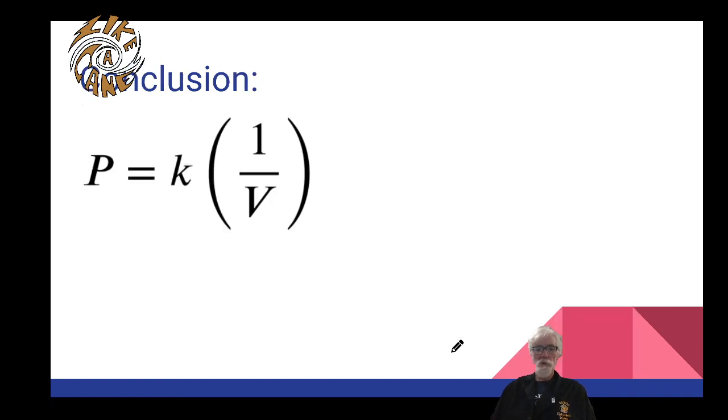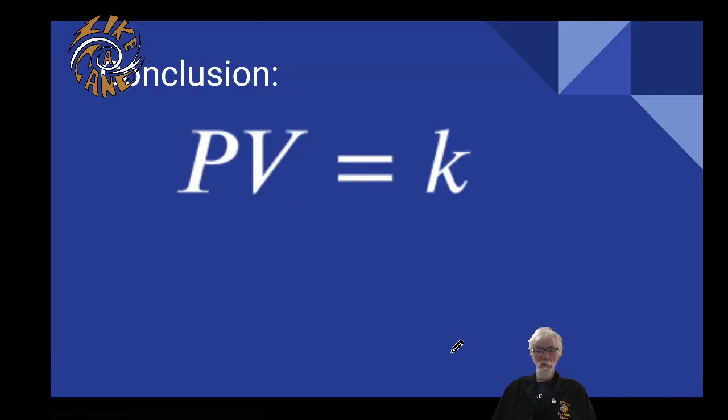So what's our conclusion? Because 1 over volume plotted on the horizontal axis made a straight line relationship with pressure on the vertical axis, the equation for that line is pressure is K times 1 over V. So pressure varies inversely with volume, is what we say. If we multiply both sides by V, we get a result that I think is more useful in interpreting this relationship. Pressure times volume is a number that never changes.